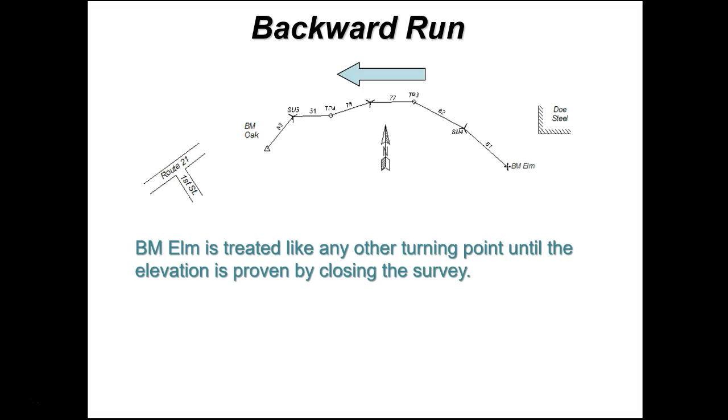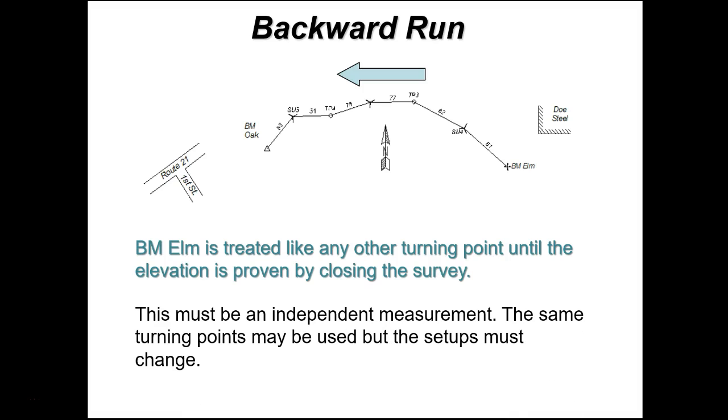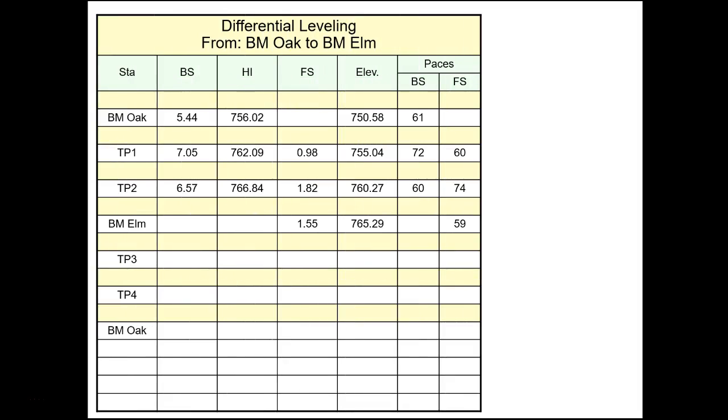So we're going to treat that elm just like any other turning point until we need to figure out some elevations then to close the survey. We're going to use that a little bit differently. So it's just like right now, we're going to treat that elm like any other turning point in our survey. Okay? So now we're going to work backwards a little bit. So we took a back sight then on our elm.